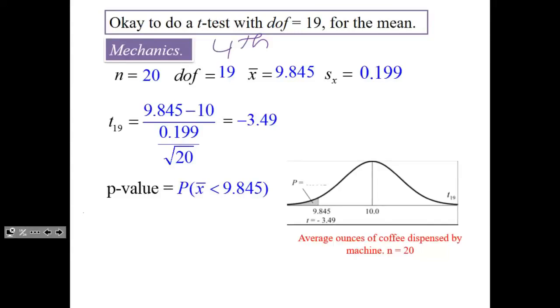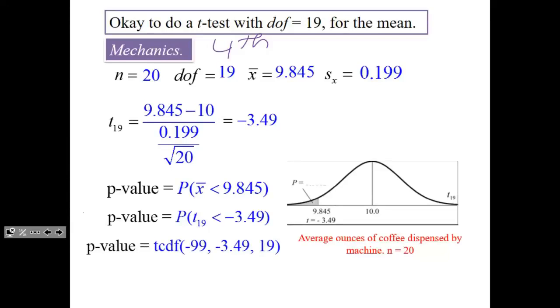That area is going to be our probability of this result occurring just by chance on a t-table with 19 degrees of freedom. We're looking for the probability of a t-value for 19 degrees of freedom of less than our t-statistic. Let me re-say that. Our p-value is the probability that on a t-table of 19 degrees of freedom, we'd have less than negative 3.49 for a t-statistic.